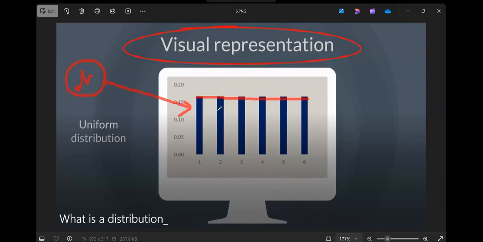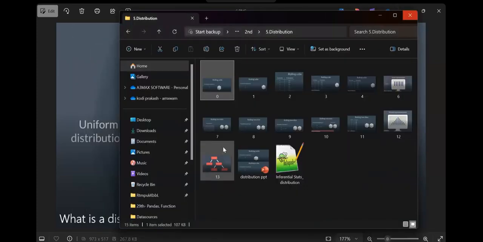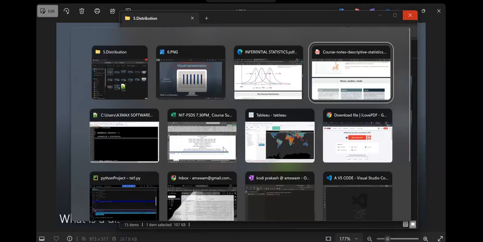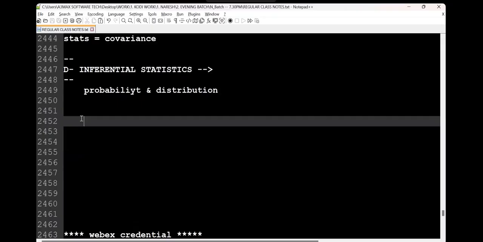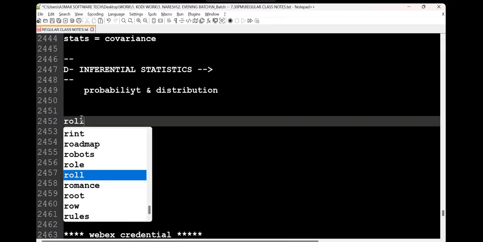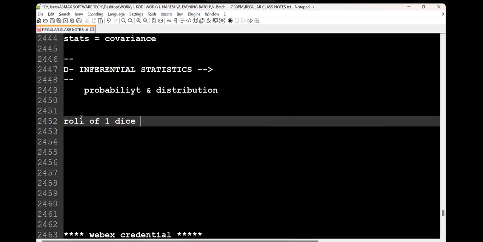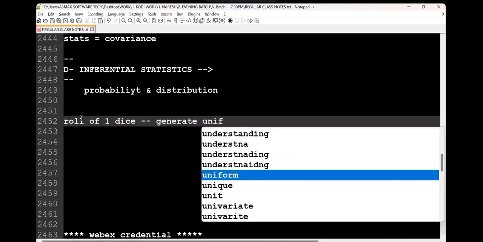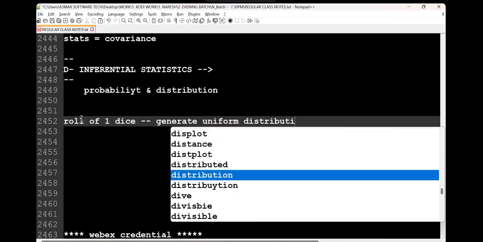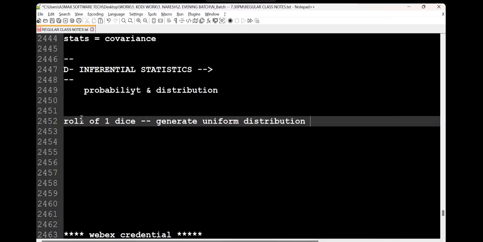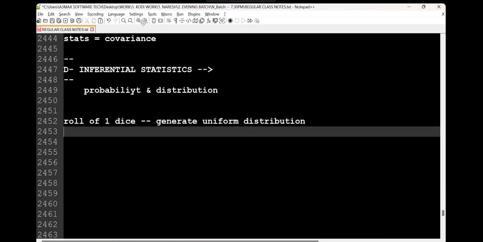Distributions are generated from probability. My question to you: if we roll one die, then a uniform distribution is created. Rolling one die generates which distribution, guys? Uniform distribution. Understand? Now my question to you, let's roll two dice.